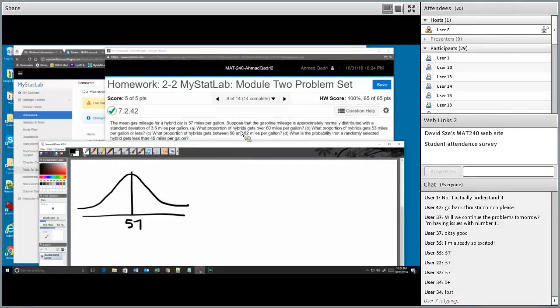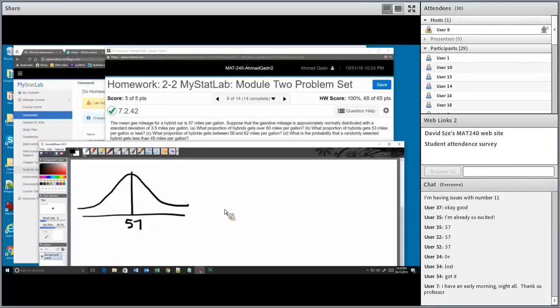What proportion of hybrids get over 60 miles per gallon? Okay. Kathleen says she's lost. That's not good. Got it? Okay, got it. Okay, David, good night. We're gonna finish in about 5 minutes.